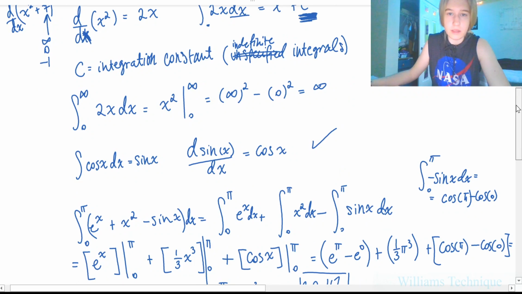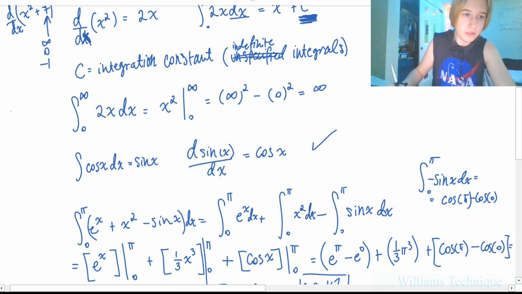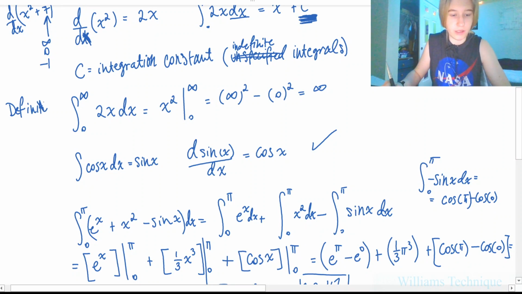So now we're going to go on to definite integrals. Gosh, my pen is being a little bit laggy. Well, you can read that, I guess.